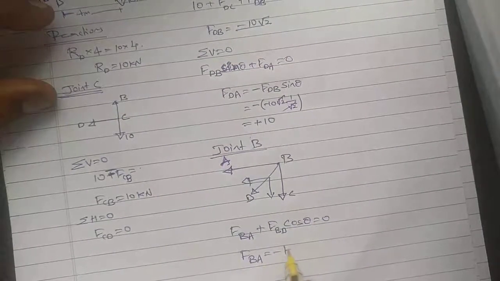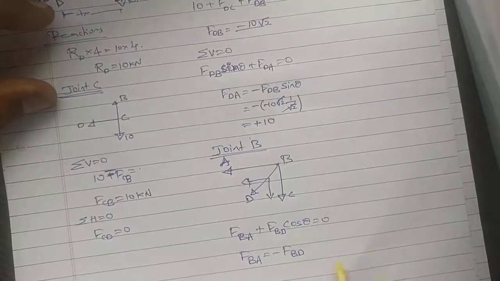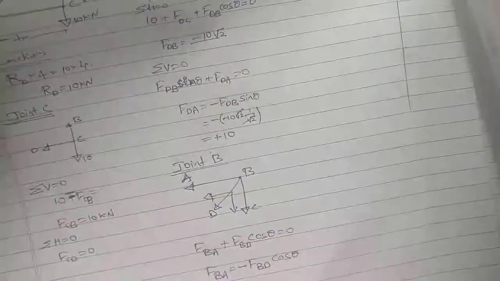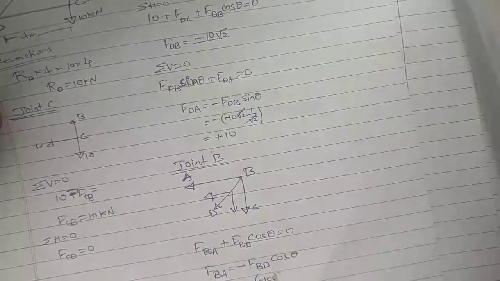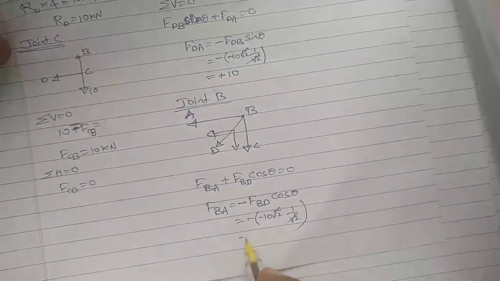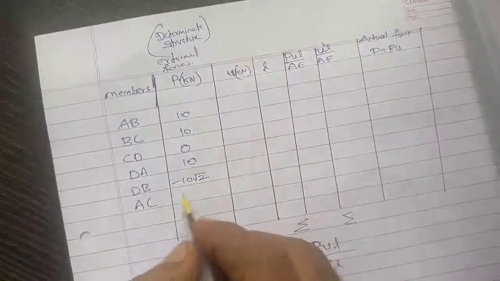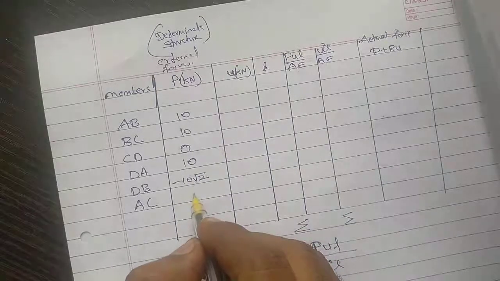FBA is equal to minus FBD cos theta, where FBD is minus 10 root 2, minus 10 root 2 times 1 by root 2. Again it is plus 10 BA. Here AC we don't have, remember it is 0.